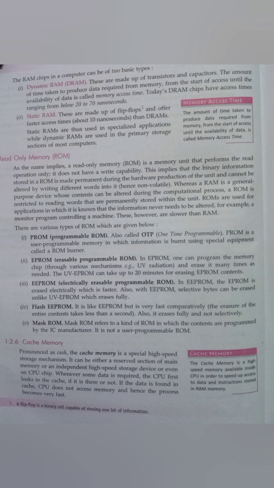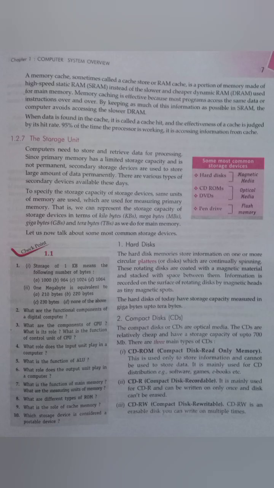In mask ROM, content is pre-programmed by the IC manufacturer and user cannot program this ROM. Last is cache memory. It is a special high-speed storing mechanism. Just suppose if CPU is looking for some data and if it finds it in cache, then it will not access the main memory and hence the process becomes very fast.